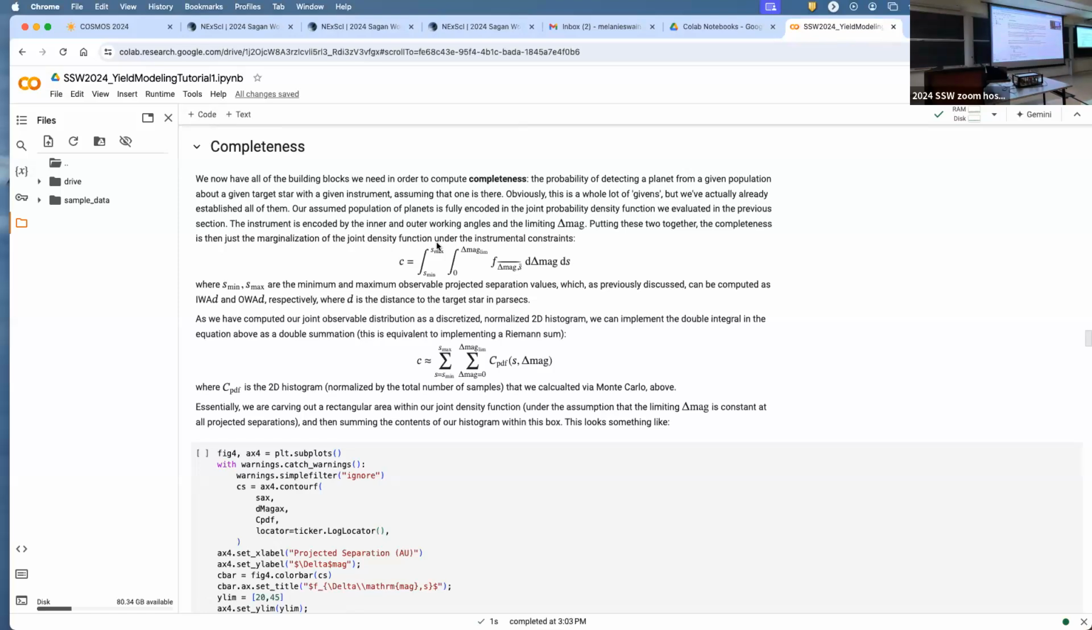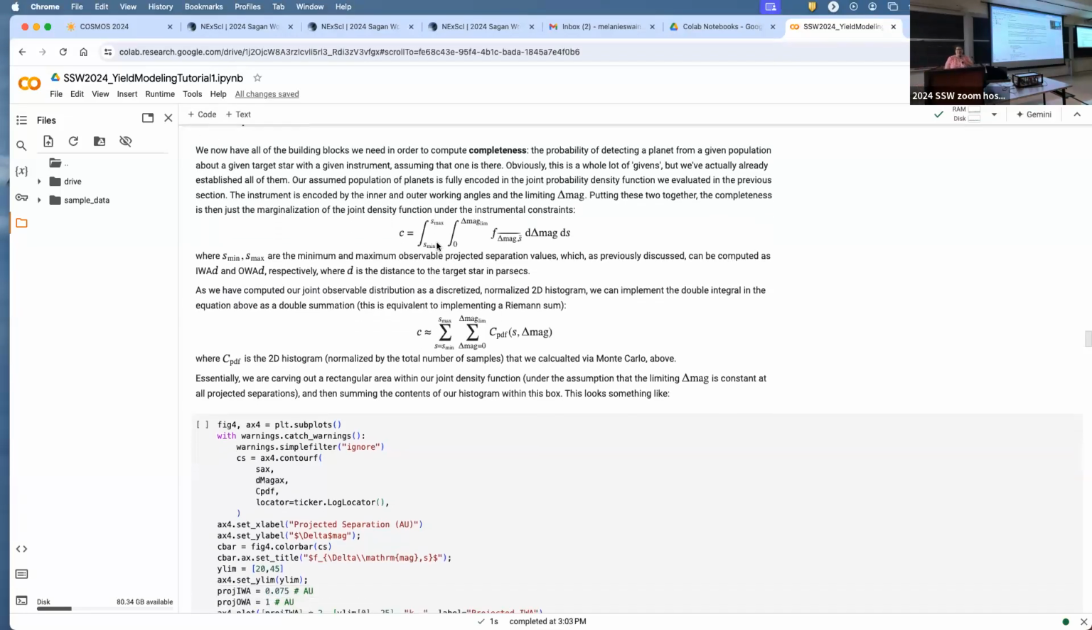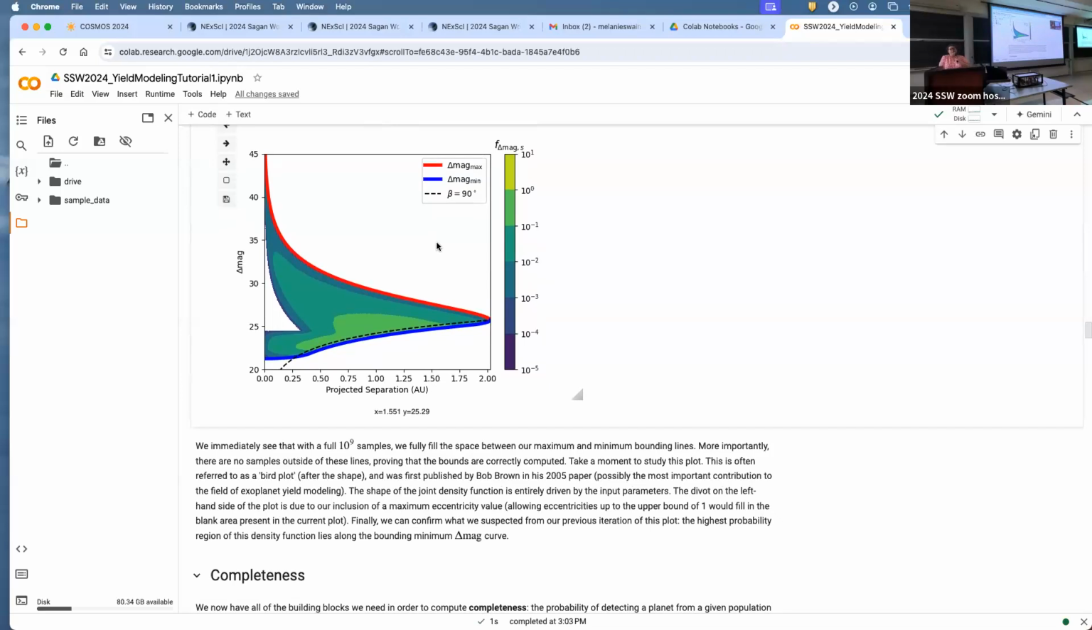Okay, so as Chris pointed out, let me go back to the plot. We can think of our inner working angle and our outer working angle, and that they project onto this plot as limits here, the maximum and the minimum separation that we have access to given our instrument. And then we can also think about our integration time as being a horizontal line. And it may not actually be a line, but for what we're doing right now, we're going to make it a line.